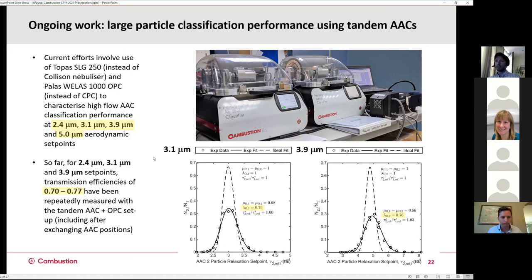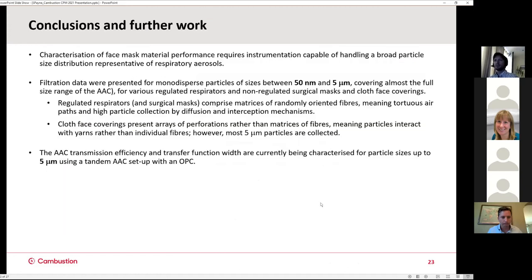And so far for 2.4, 3.1, and 3.9, we've been able to repeatedly show transmission efficiencies between 0.7 and 0.77 using the tandem AAC with OPC setup. And that includes after exchanging the two AACs. At 3.1 and 3.9 microns, I've just included some examples from that analysis showing transmission efficiency of about 0.75. So on that, I'd like to give some conclusions.